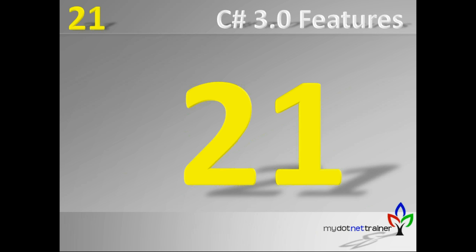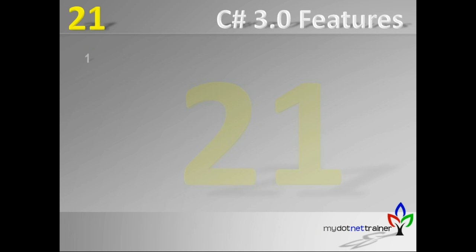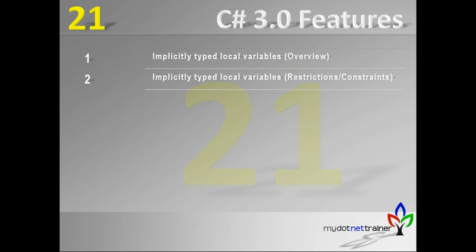So we are in session 21 today. We'll cover C# 3.0 features in this session, which covers implicitly typed local variables, an overview with an example, and also we'll look into the restrictions and some constraints on top of them, and we'll see extension methods, which is one of the very rich features introduced in 3.0, how to declare them, import them, and invoke them.